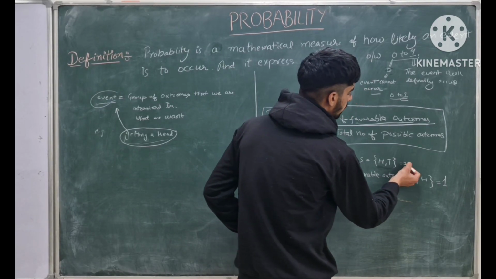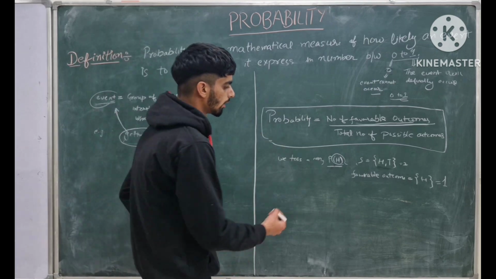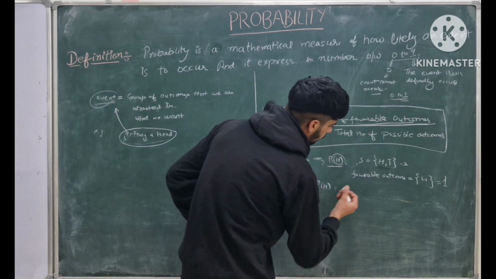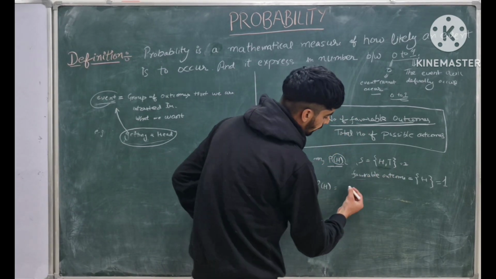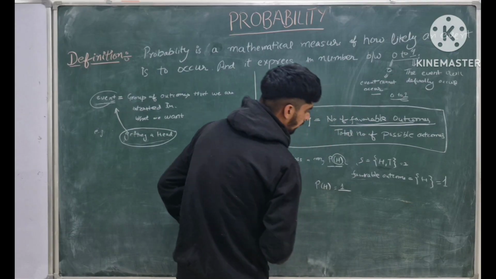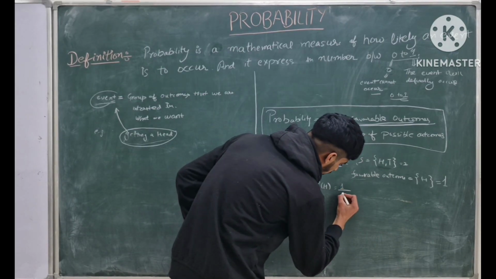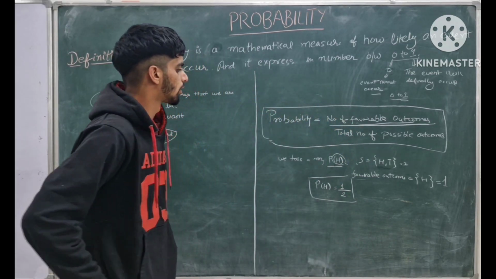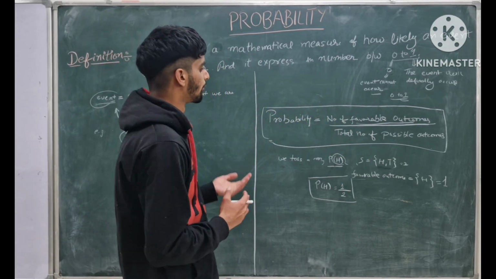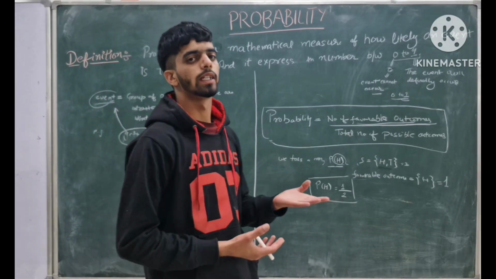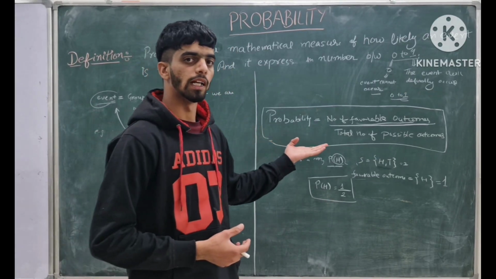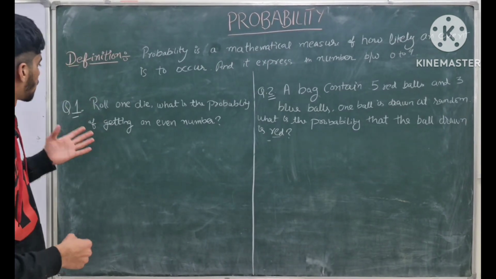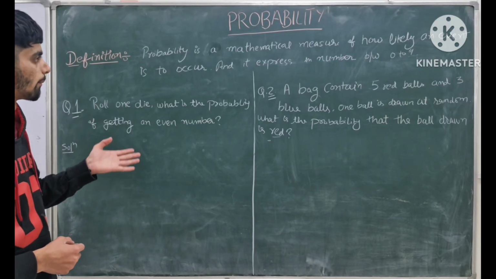Simply, we can calculate using the formula: the probability of getting a head is equal to the number of favorable outcomes, which is 1, upon the total number of possible outcomes, which is 2. So the probability of getting a head is 1/2. Now we understand what probability is and what formula we use for solving problems. So now we are going to solve some examples of probability.